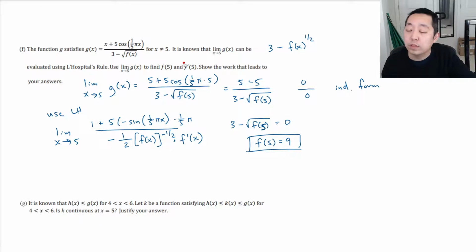Actually, this f prime of 5 is a little confusing, because if I plug in 5, I'm going to get 1. Let's see, this cancels with that. It's going to be minus pi times sine of pi. Sine of pi is just 0. And then this is going to be negative 1/2. F of 5 is 9, so I take the square root, which is 3, but it's on the bottom, so it's 1 over the square root of f of x. So that's 1 over the square root of 9 times f prime of 5. Okay, it can be evaluated using L'Hopital's rule. This part has to be 1 on the top.